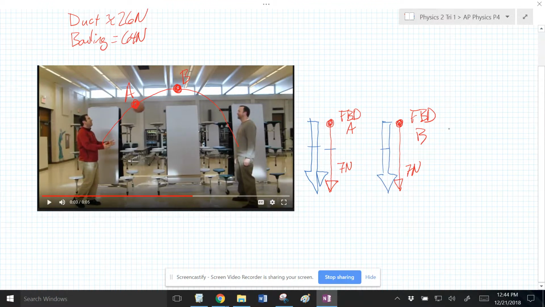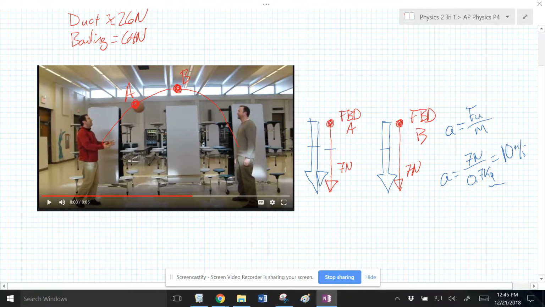So acceleration is Fu over mass. I've got an Fu of 7 newtons. Anybody happen to know the mass of the basketball? 0.7 kilograms. I'm going to get an acceleration of 10 meters per second squared.